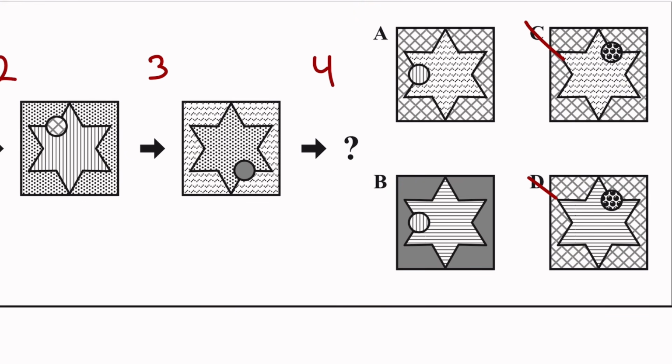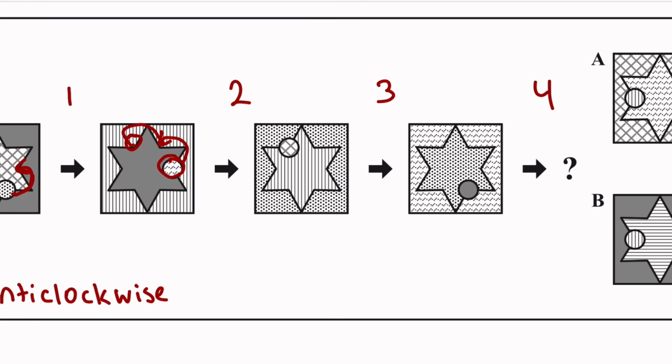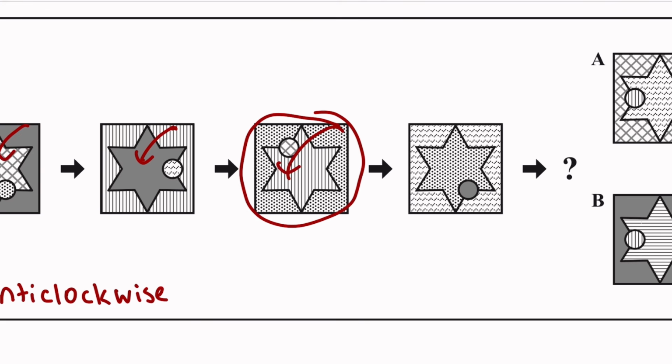Now to look for the color. Okay. So let's look at the color. Okay. So let's see. We have the grid shape here. And then the grid shape disappears and the shaded gray bit goes inside. Then after that, the vertical lines go inside. So the outside background pattern goes inside into the star.